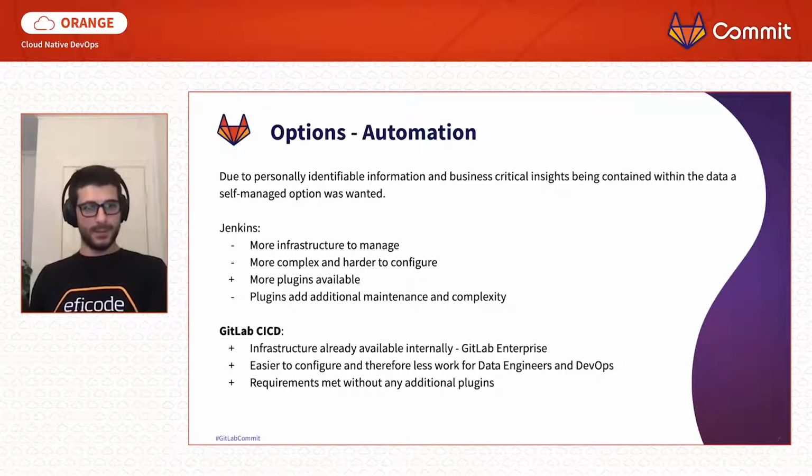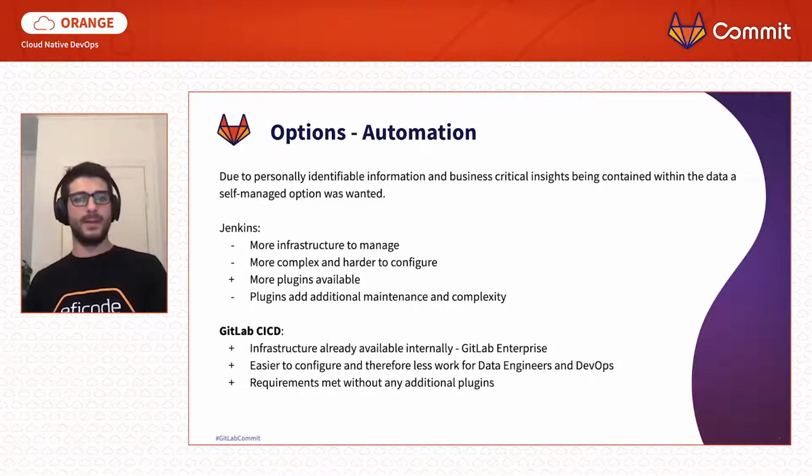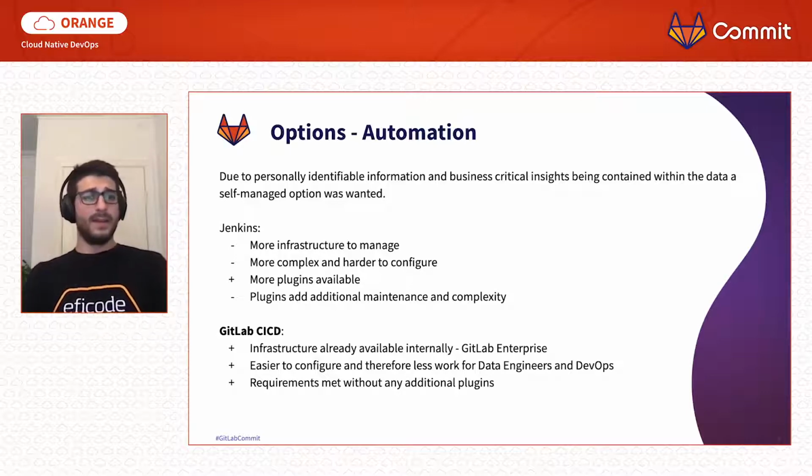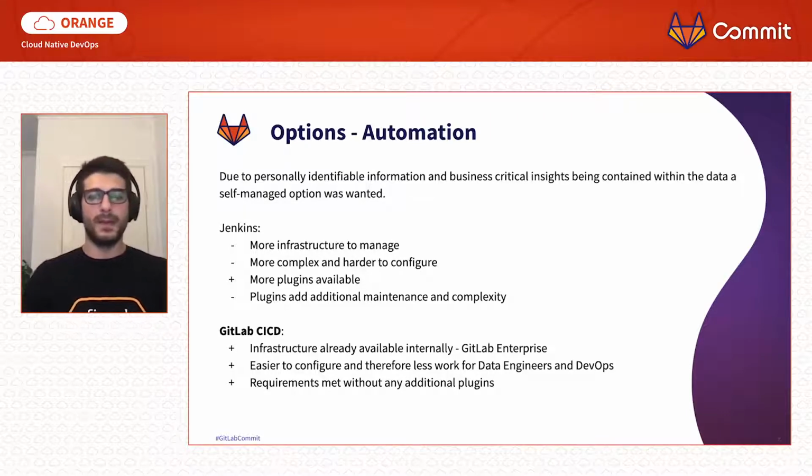So the obvious choices for orchestration in this instance were either GitLab CICD or Jenkins. Jenkins does provide additional flexibility and plugins, but the requirements in this case were already met by GitLab CICD, and the overhead of configuring and managing Jenkins was just undesirable. GitLab was also being used organization-wide for repository storage, and GitLab CICD was also being used by other development teams. So these were further attributes that supported choosing this option.